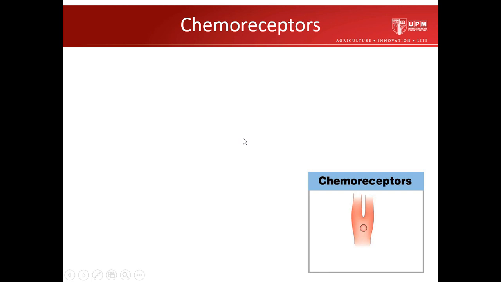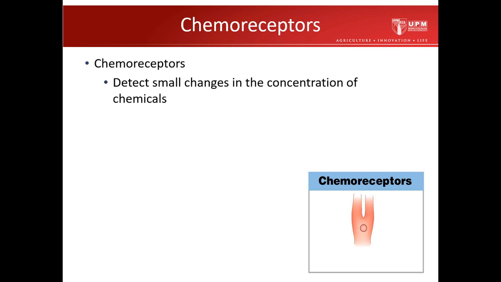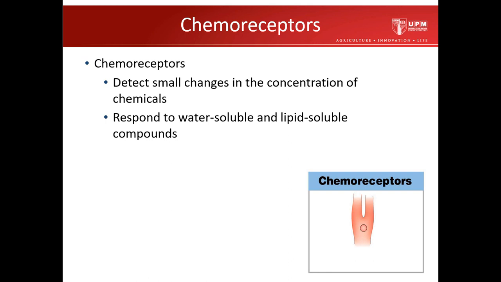So chemoreceptors can detect small changes in the concentrations of specific chemicals or compounds. So in general, chemoreceptors respond to water-soluble and lipid-soluble substances that are dissolved in the body fluid, like the interstitial fluid and blood plasma.